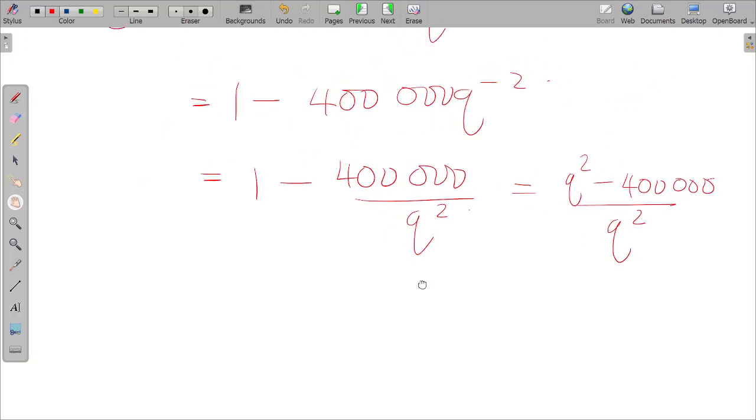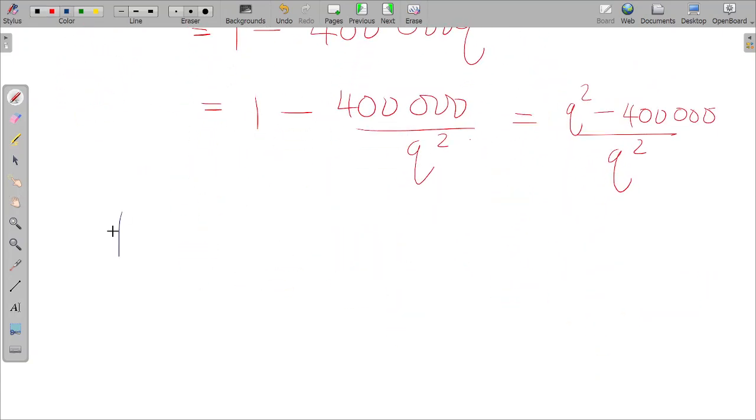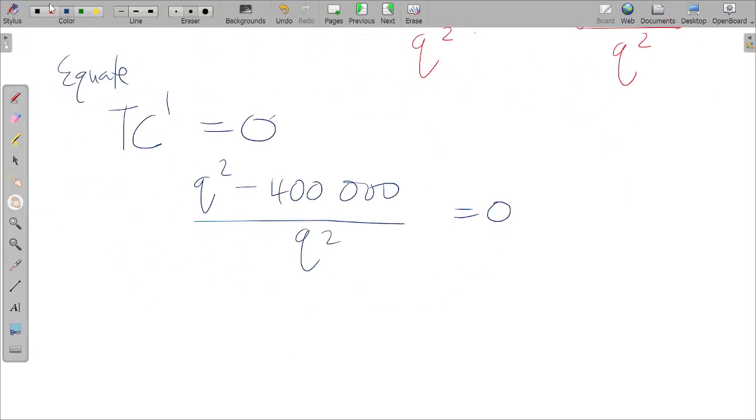With that now, we need to equate it to 0. That's the next thing to do. Equate this to 0 to get the value of our Q. So we have Q square minus 4 over Q square equals to 0. Okay. All right, with this now, what do we do?